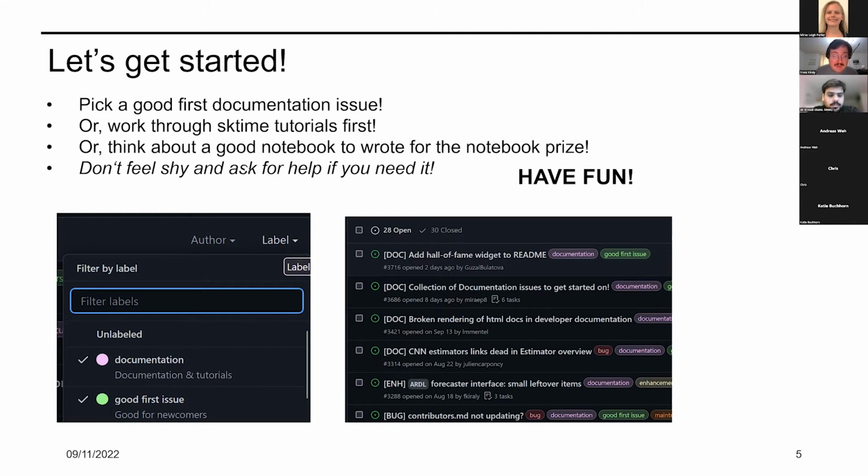You can also think about writing a nice notebook for the notebook prize. As Mirae has said, we have a prize for notebooks for non-core developers. And most importantly, don't feel shy, ask for help if you need it. We're here to help you. Contributors channel, Discord on Friday, the event today, the documentation sprint, and have fun.